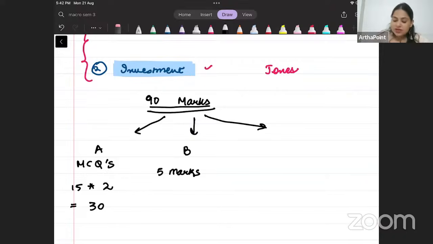Okay. So, beta, this 5 markers, there will be 8 5 markers. There is a choice. You're supposed to do only 6. Each will be of 5 marks each. So 30 marks for this section.